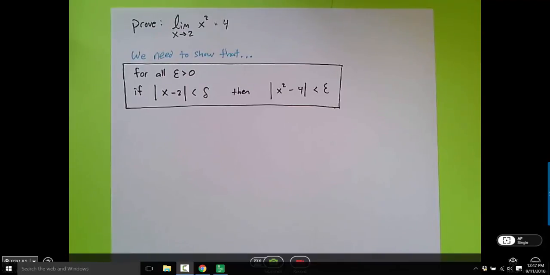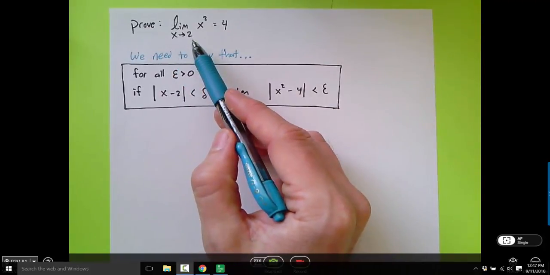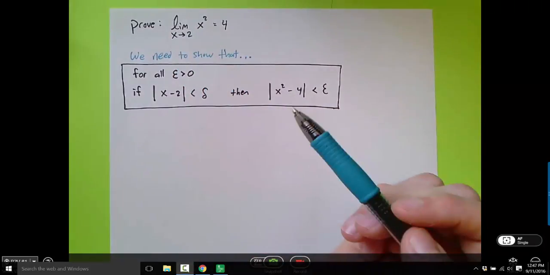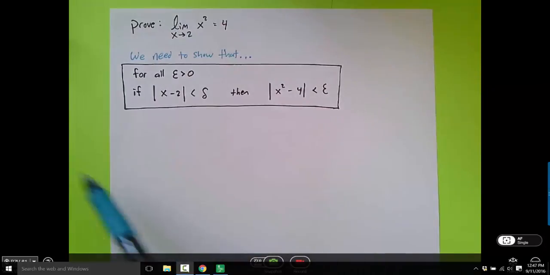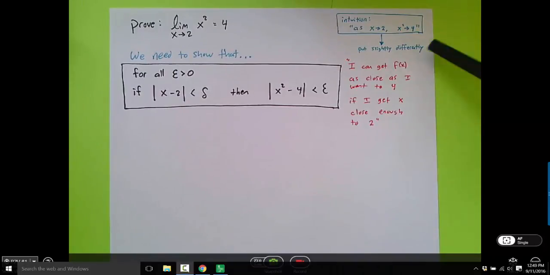Remember, this limit stuff is not a way of finding limits that you couldn't find before. The goal is not to calculate something new. It really is a definition of what it means for a limit to exist. So I think your intuitive idea of what it means for this limit to exist is something like this. As x gets closer to 2, x squared gets closer to 4. So I want to show you that all of this epsilon-delta stuff is really saying just that exact same thing. So there's the intuition.